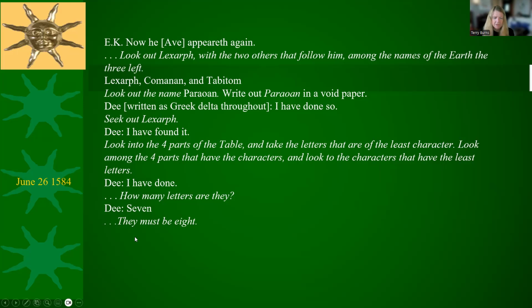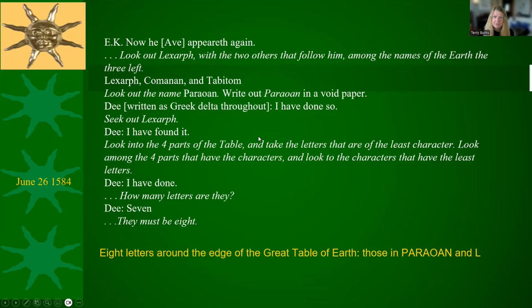So Dee says 7, and the angel says they must be 8, right, because there's the L in Elexarape, and there's Parawan. Or some people say Parawanu, however, Enochian pronunciation is not an exact science. So 8 letters around the edge of the Great Table of Earth. That's what Ave is talking about.